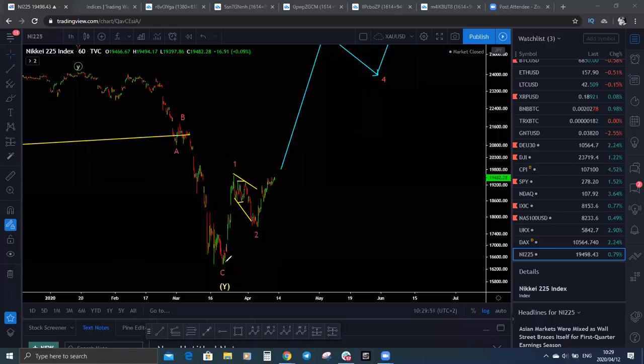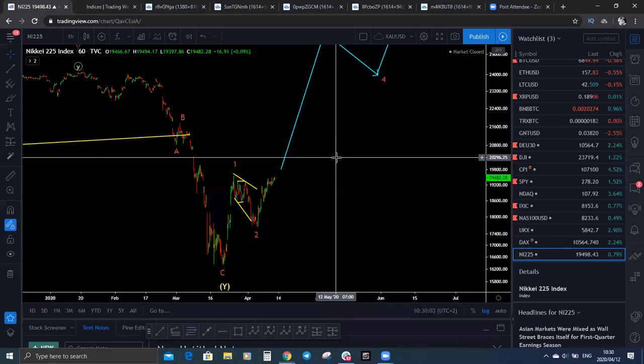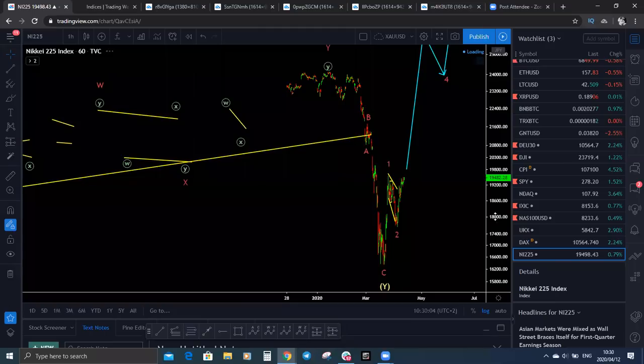So it's actually right. We'll be looking for this one to start making an impulse to the upside. A break above this structure, we should be going for a wave 3. So watch this one because the move to the upside on the Nikkei may be much stronger than the rest of the indices. So watch that one.